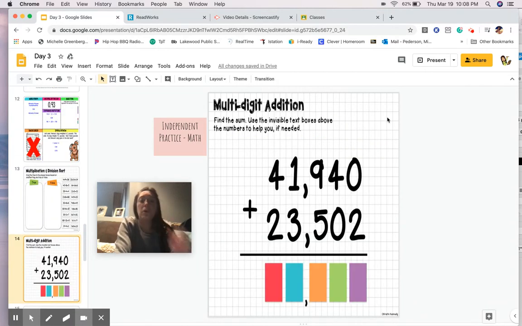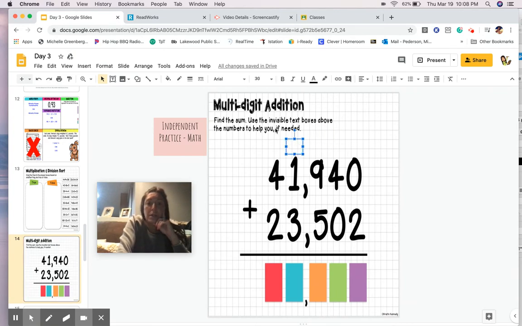Next, you have your multi-digit addition. Use the invisible text boxes above to help you if you need. So look, see how they're invisible? I just clicked over that number and they popped up. So 0 plus 2, when you need to type your answer, you just hit the box and then you hit the number that you need. So 0 plus 2 is 2. 4 plus 0 is 4.